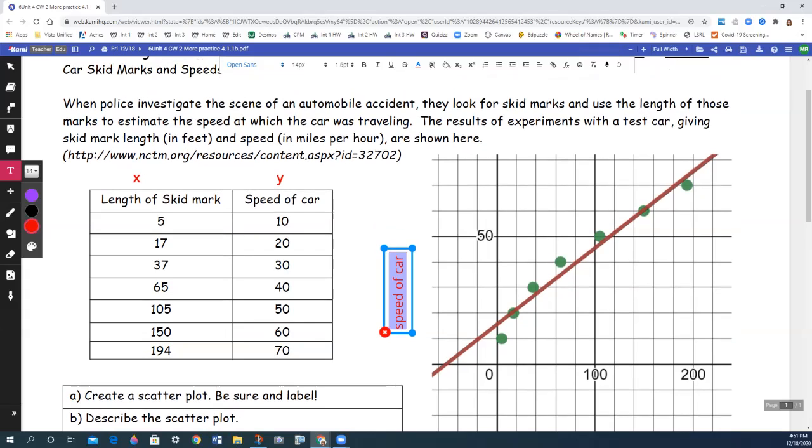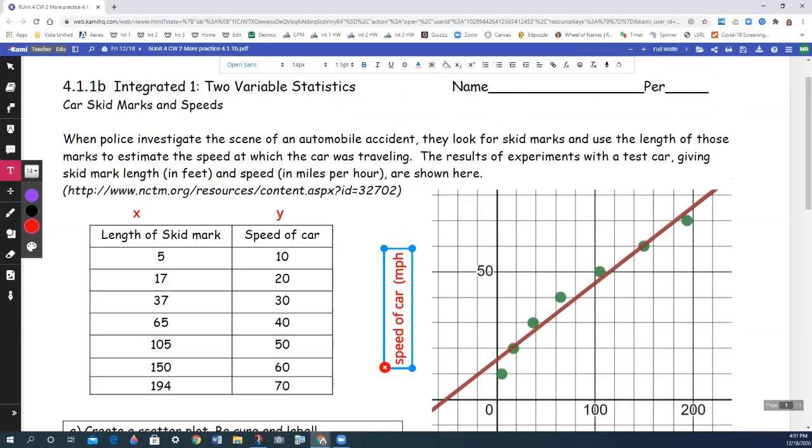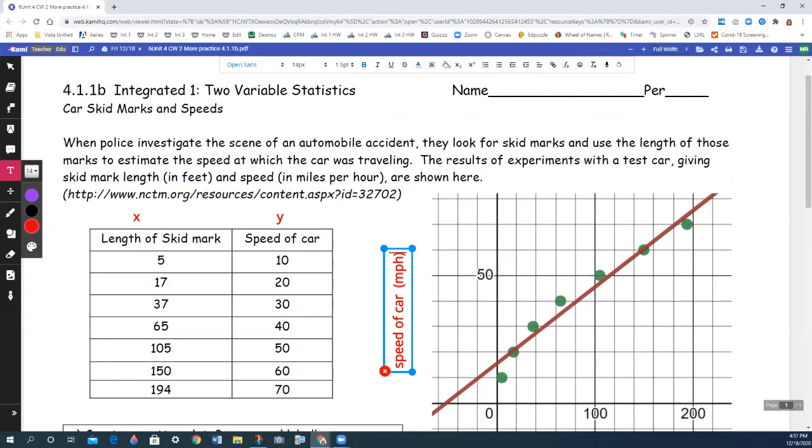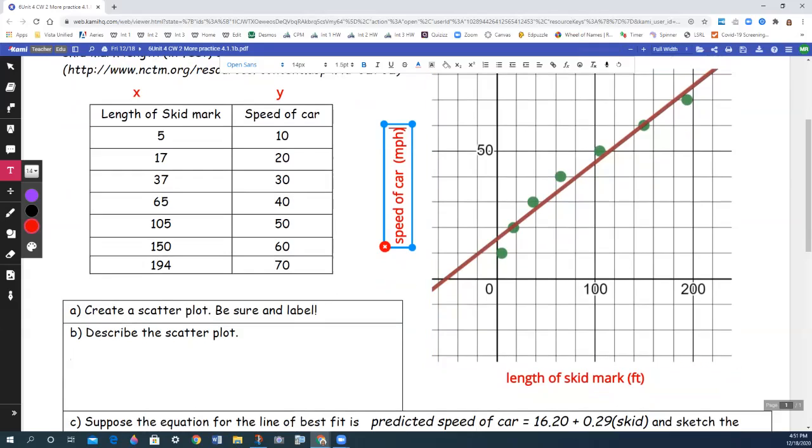Here, let me get it to be bold. Speed of car in miles per hour. Okay, so speed of car in miles per hour. So again, when I'm in my text box, if I come up here to the top, there is this button right here, rotate, that I can push.